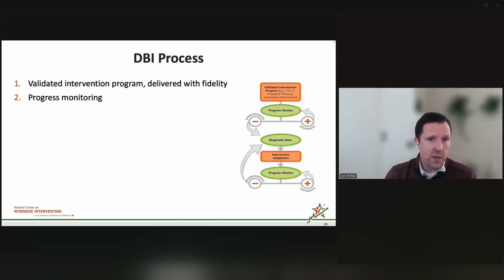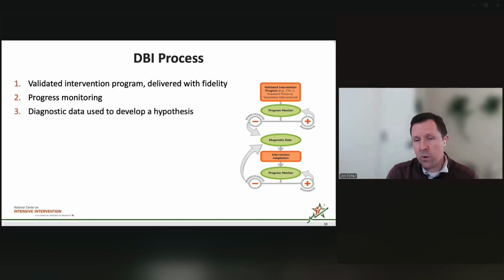And that will tell us that we need to move on to the next step, which is to collect some diagnostic data to develop a hypothesis around why we think this intervention is not meeting their needs. Is it the instruction? Is it the curriculum? Is it the environmental supports? But something we are doing is not currently working. And so we need to ramp that up and provide some additional supports for a student and figure out how we're going to adapt that intervention to make it more matched to meet the needs of the student.